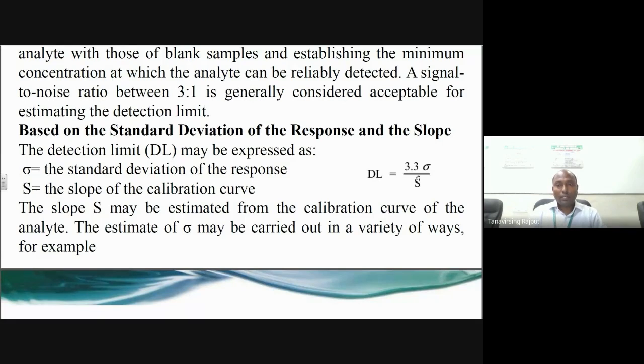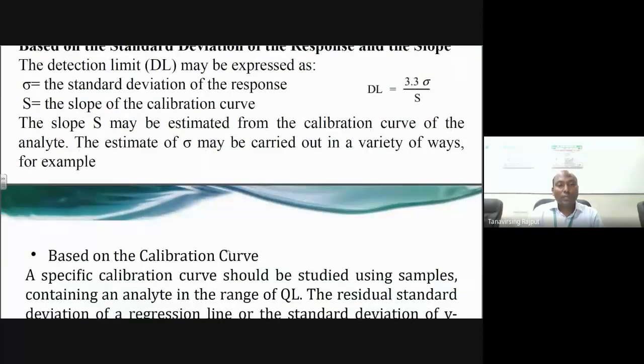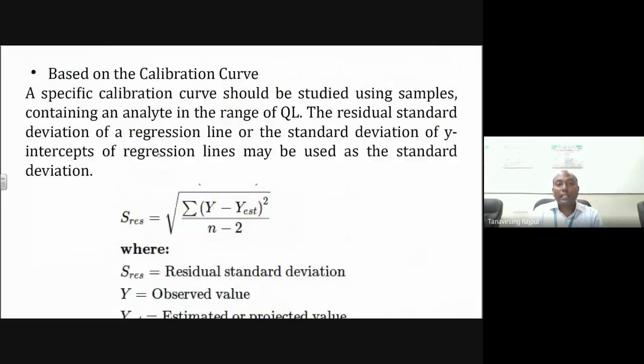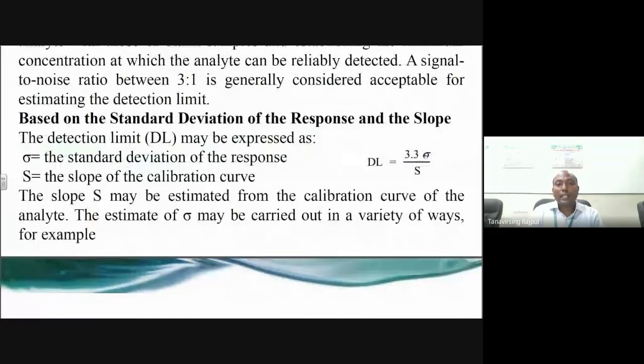For that purpose, we have to construct the calibration graph. After constructing the calibration graph, we can find its slope. Then we put the slope value here, and we find the residual standard deviation of our responses. How do we find the residual standard deviation? For that, we can refer to the formula: the square root of the summation of (y minus y estimated) squared, divided by n minus 2. With the help of that formula, we can find the sigma value, the residual standard deviation.